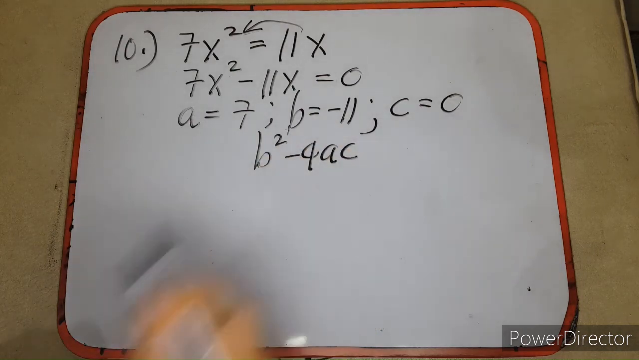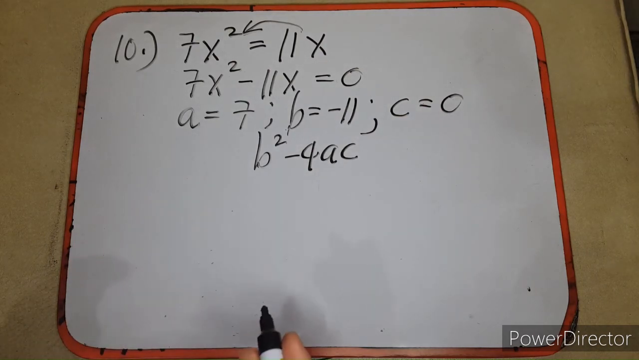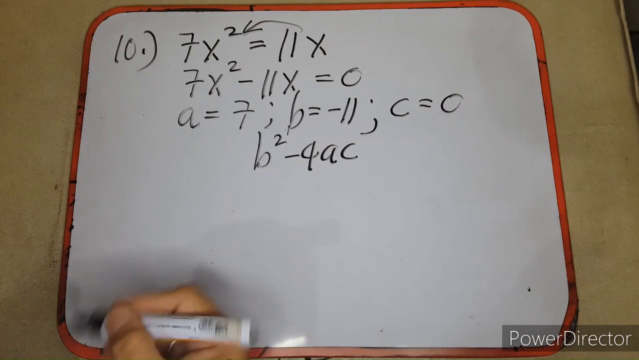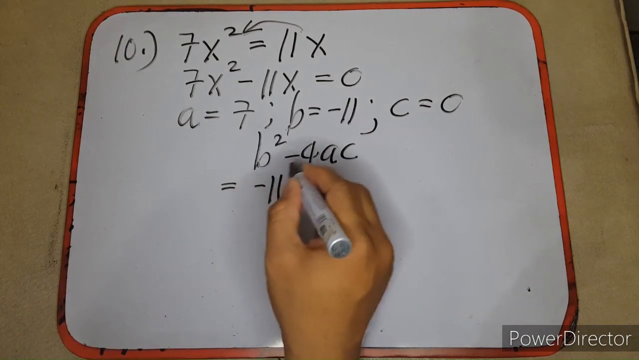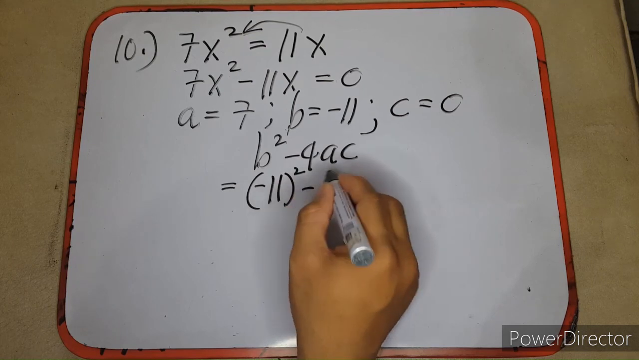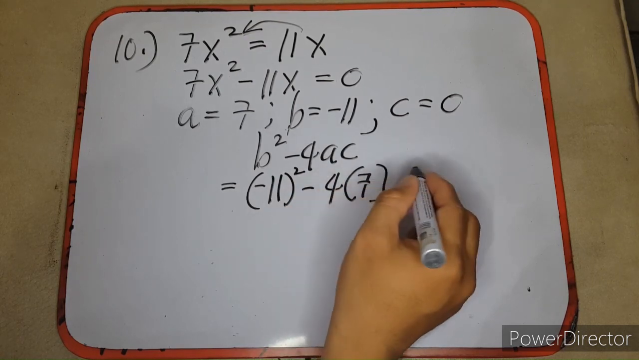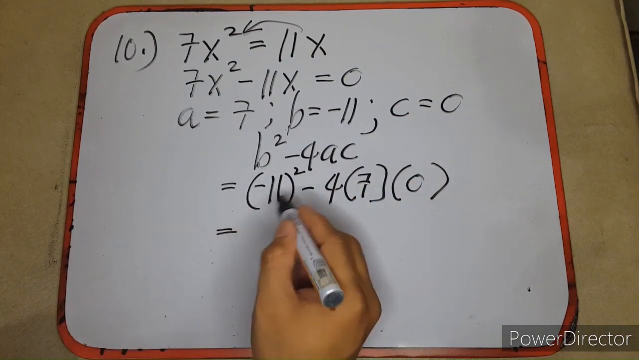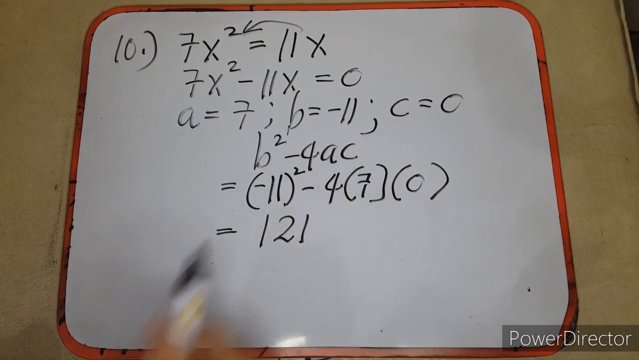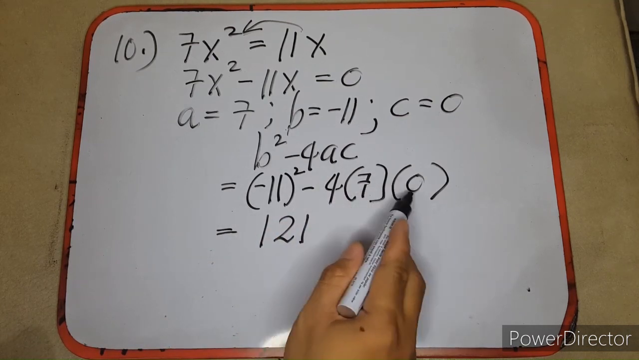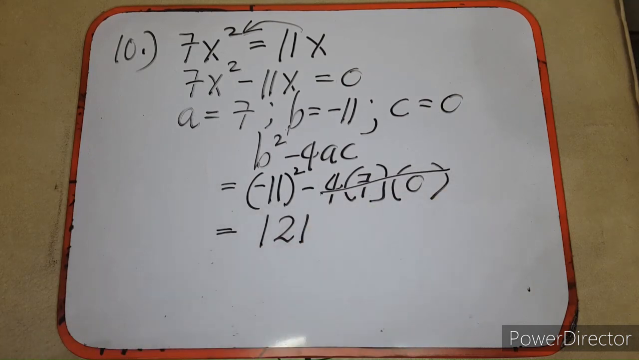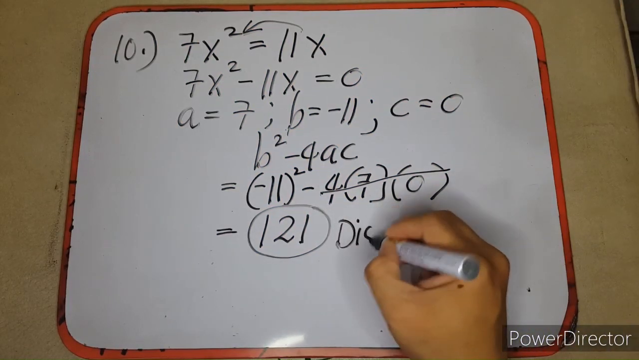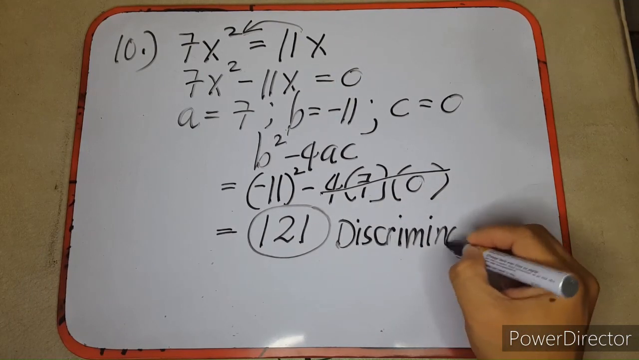So by using the values of a, b, and c, let's substitute it to the given expression, then evaluate. So we'll have negative 11 squared minus 4 times the value of a, which is 7, times the value of c, which is 0. Then simplify natin. Negative 11 squared is equal to 121. Negative 4 times 7 is negative 28 times 0 is 0. So that means this will be cancelled out. So what will be left is just 121. So 121 is a positive number. And we call that the discriminant.